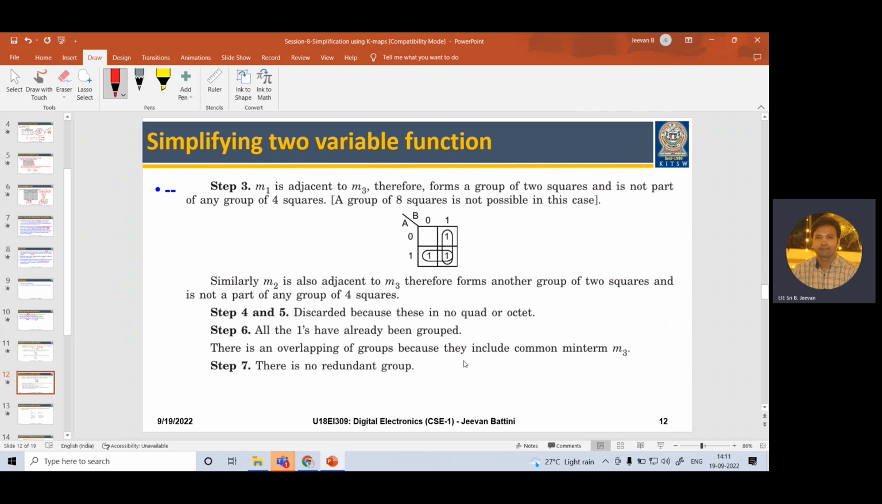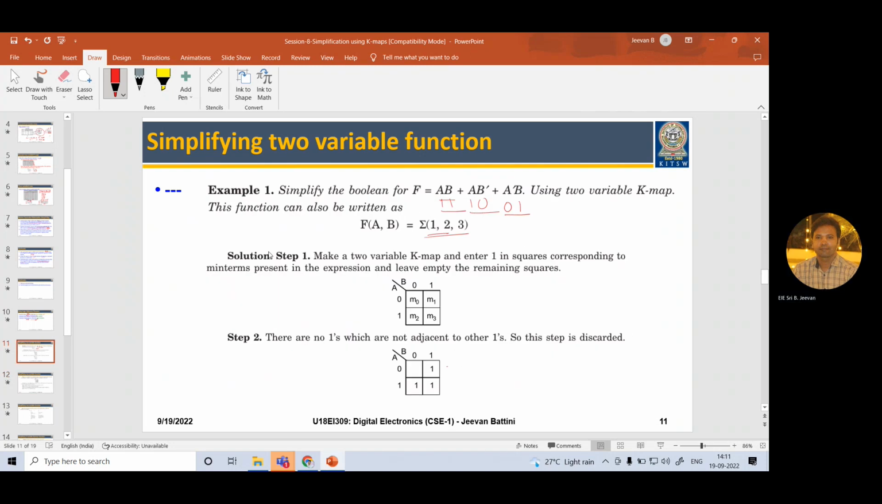So let's simplify. How do you simplify? Look for the one which has a single adjacent. So first step is to look for an isolated one. Is there any one which has no adjacent? No. I can combine these two because there is only one adjacent.